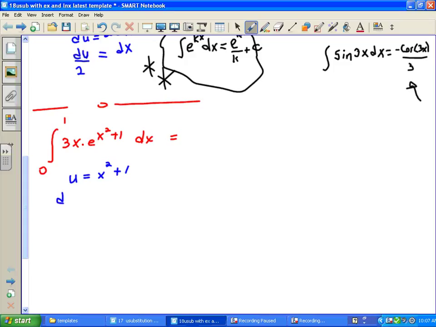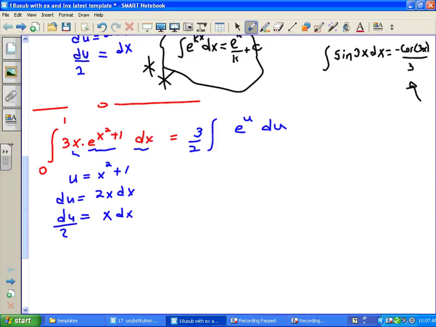So I'm going to differentiate both sides, get 2x dx. The 3 can be factored outside. This quantity will be e to the u. And what about the x dx? x dx is du over 2. So I will just plug that in here, du over 2.